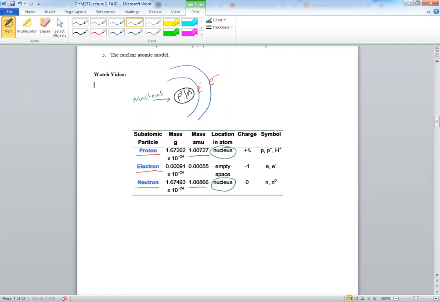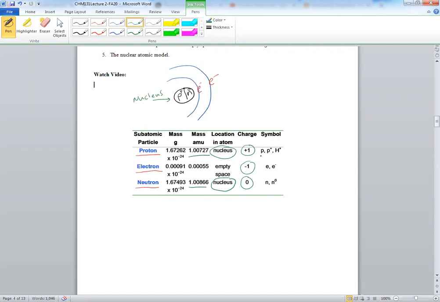And then we need to remember 2 important things. The charges. The charge of the proton is positive. The charge of the electron is negative. And the neutron is neutral. It has no charge. So you can think of it as the neutron has both the electron and the proton in it.